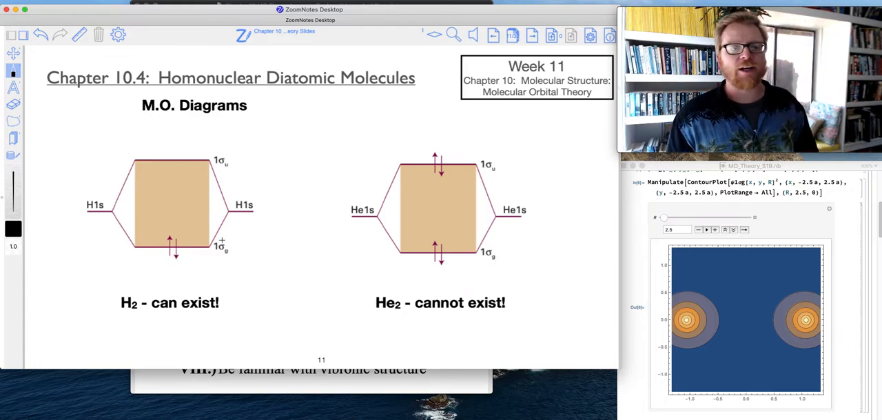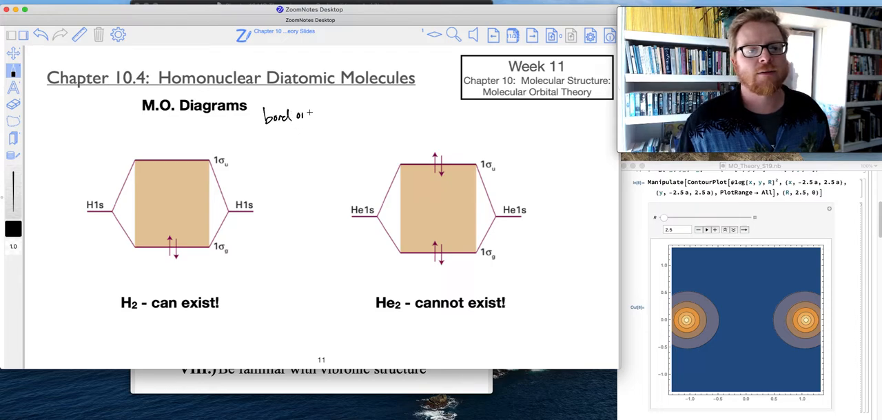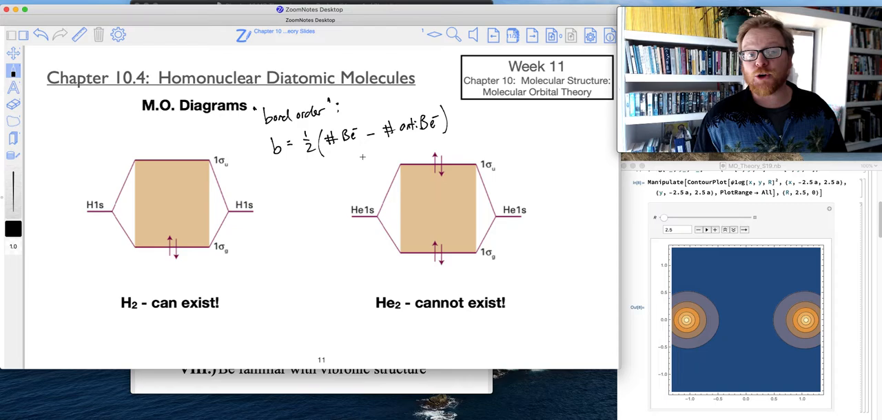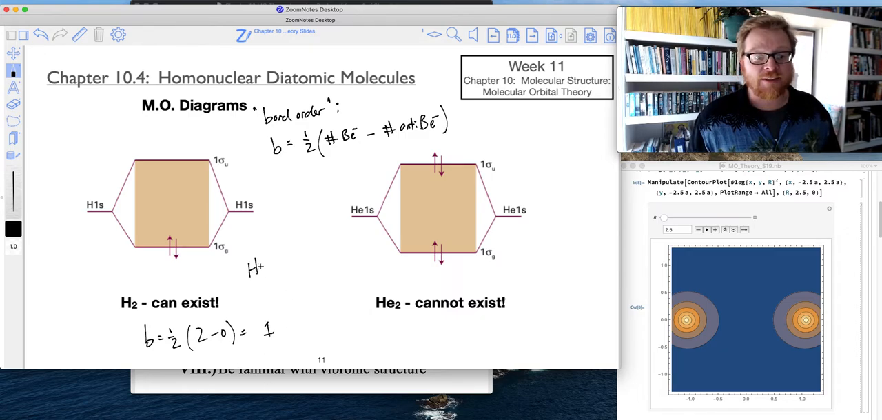And so I forgot to put the formula on here, but we can come up with something called bond order, which is given as the following: B is going to be 1/2 times the number of bonding electrons minus the number of anti-bonding electrons. So if we do that for H2, we can see that there's 2 bonding electrons and 0 anti-bonding electrons. So B equals 1/2 times 2 minus 0, and that equals 1. And so a bond order of 1 means that it's just a single bond, H bonded to an H.